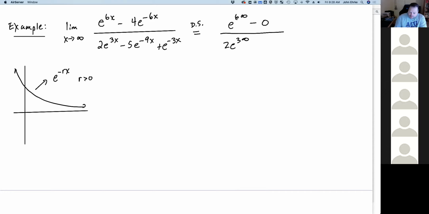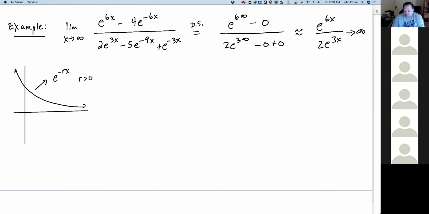So realistically, this thing is e to the 6x over 2e to the 3x out at infinity. This is the graph that actually is happening out there. And so intuitively, e to the 6x grows much faster than e to the 3x. So this fraction as a whole, as you go out to infinity, the top is going to be much bigger than the bottom. So this thing's going to grow to infinity.